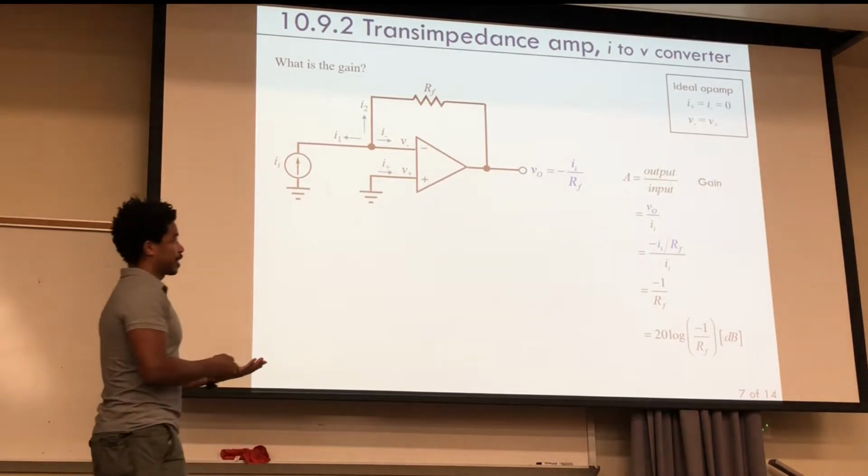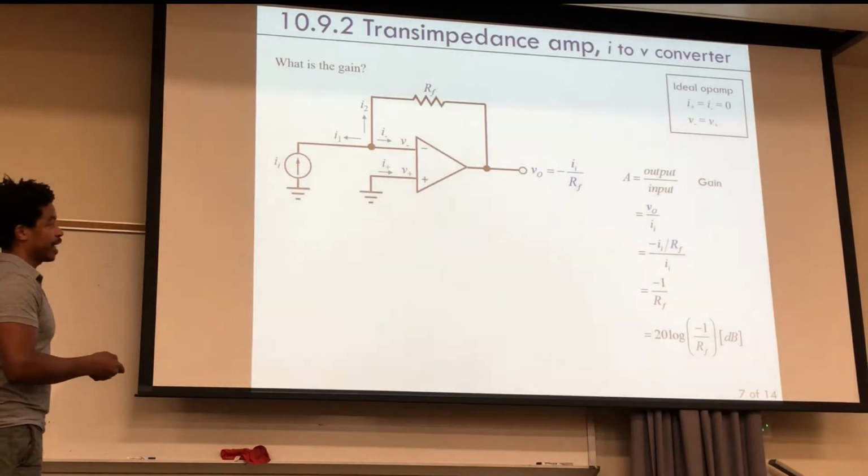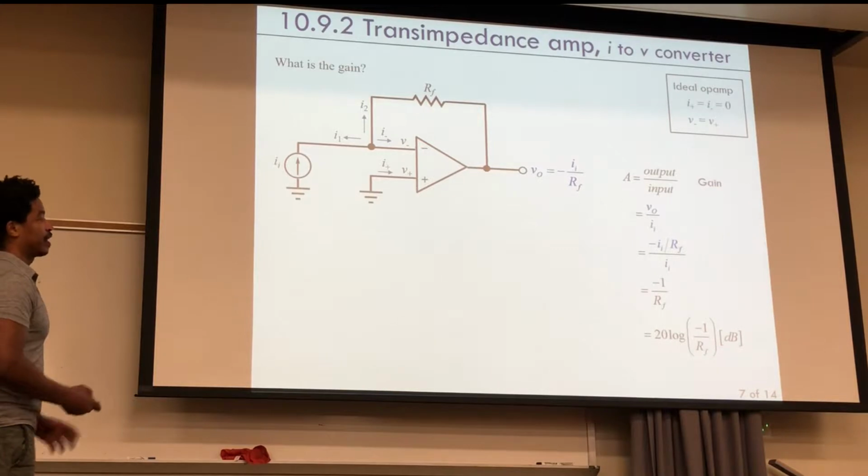And if we want to put this in dB, since it's voltage, it's not power. If it's power, this would be 10. If it's voltage, we put 20 log or whatever that is, and that's in units of dB.